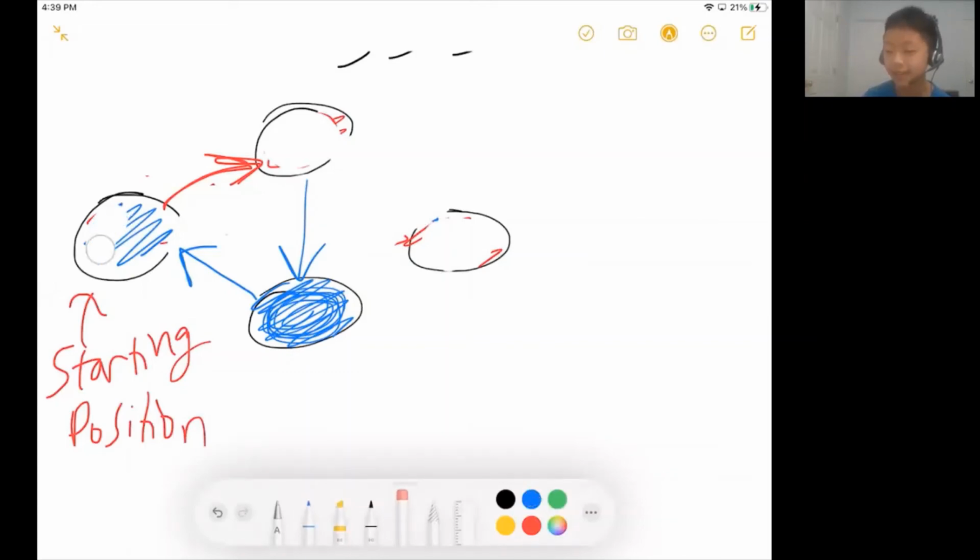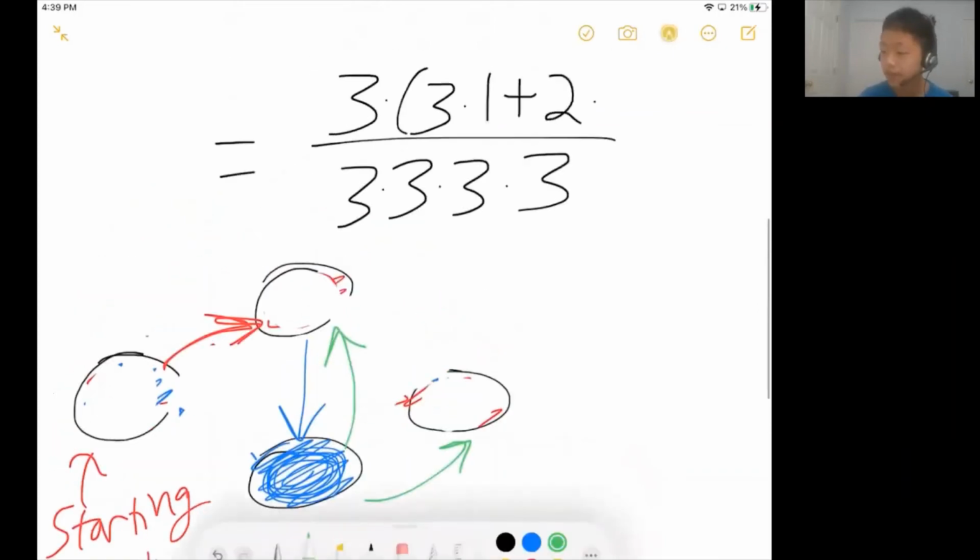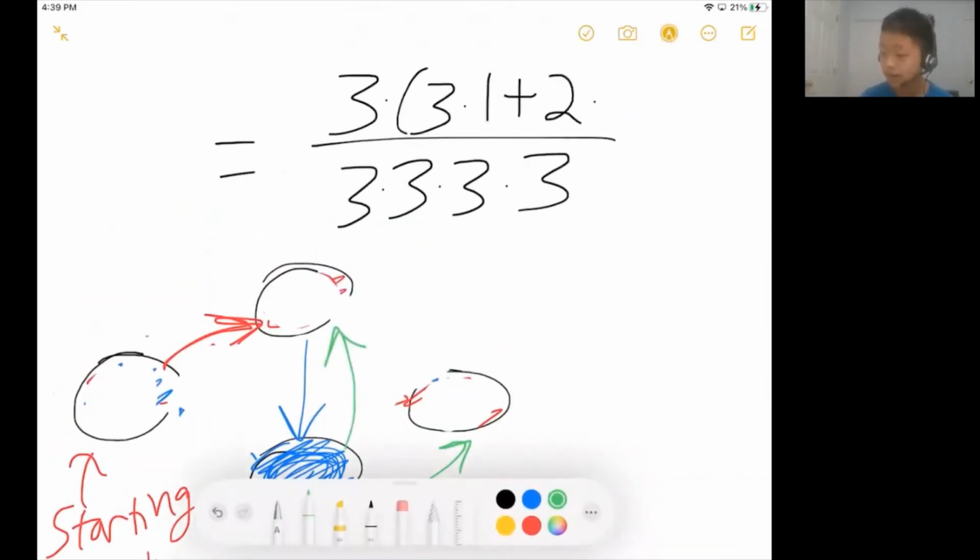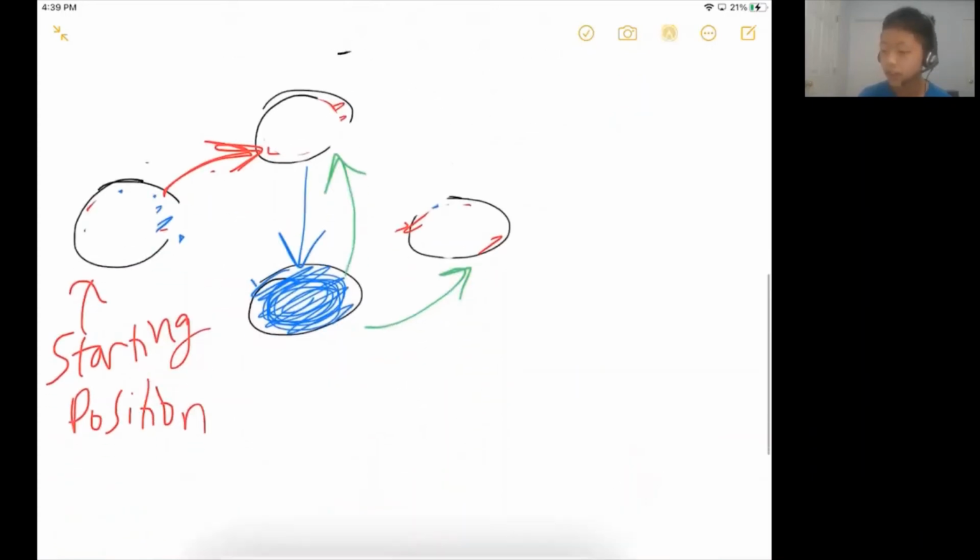So that means the cricket has to go to one of the remaining 2 positions. It can either go this way or this way. So there are 2 possible ways, so you would do times 2. And again, these two leaves, the green arrows pointing to the leaves, are symmetrical.